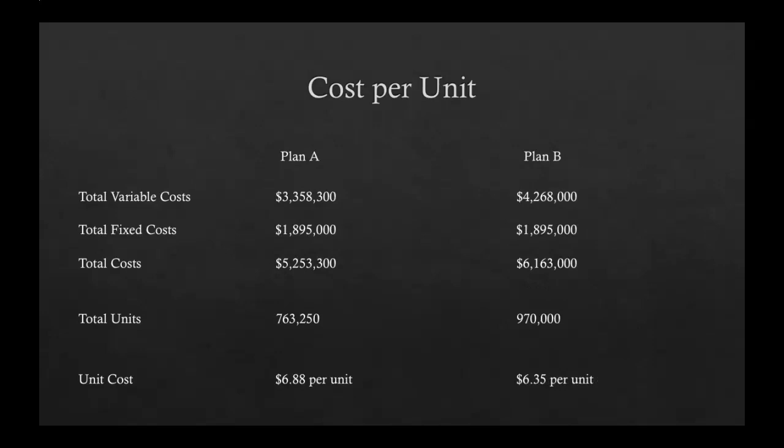So we can compare these two plans right here. The total cost amount under plan A is lower, but the unit cost under plan A is higher, just because there's such a difference in our total number of units. That's what's making this difference happen between the total cost and the unit cost.